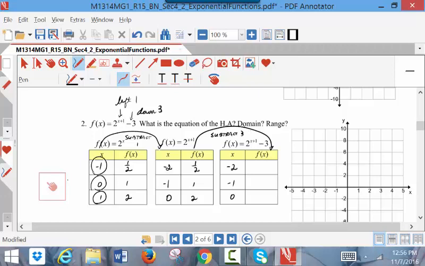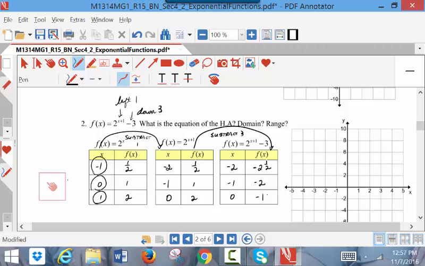Okay, 1/2 minus 3 is what? 2.5, right? 1/2 minus 3 actually is a negative 2.5. 1 minus 3 is a negative 2. And 2 minus 3 is a negative 1.